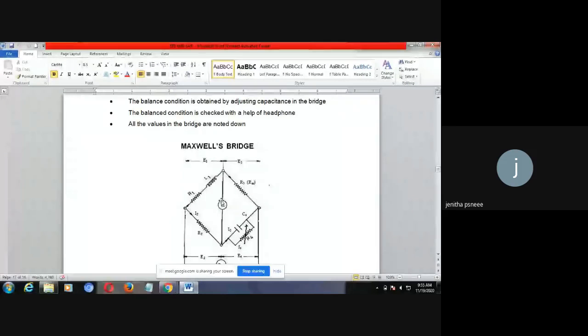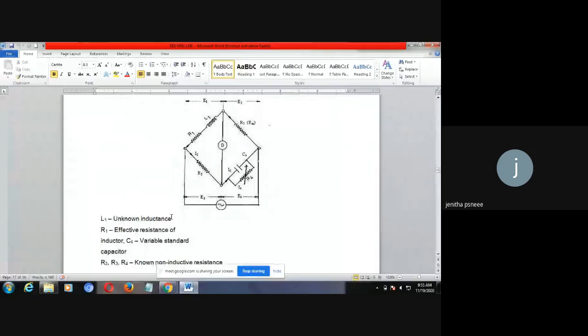How will you see that in the detector? In AC bridges, see here, this is an AC bridge. I am connecting an AC supply here. You shouldn't put a DC supply. So how will you detect the balance? Here the detector will be headphones or a CRO.